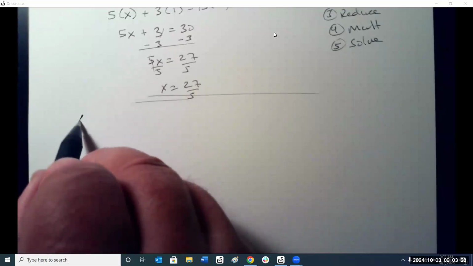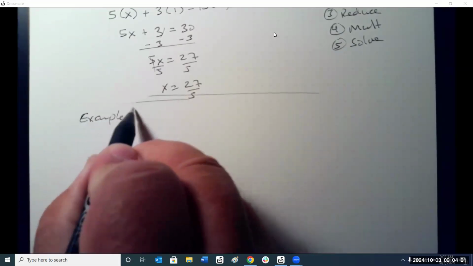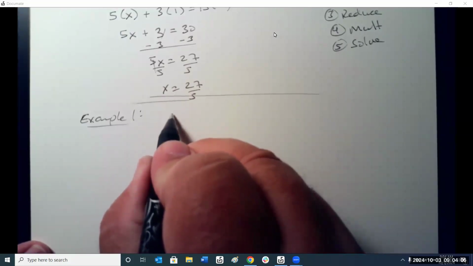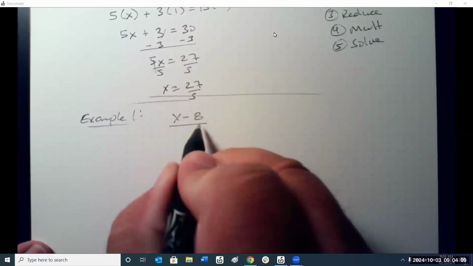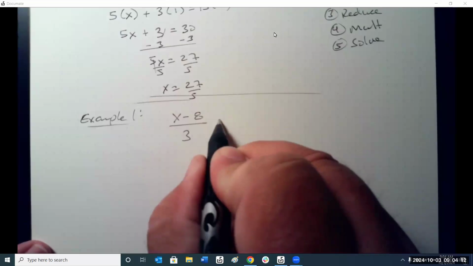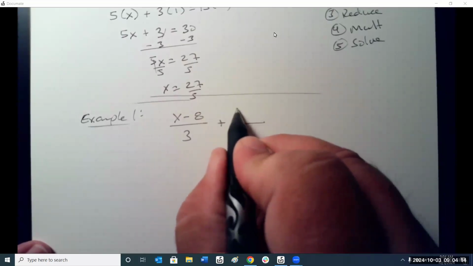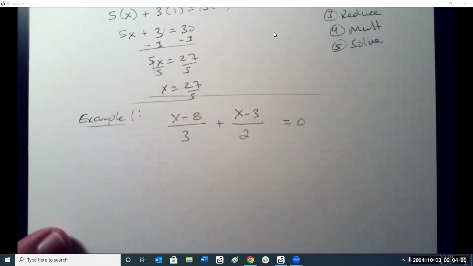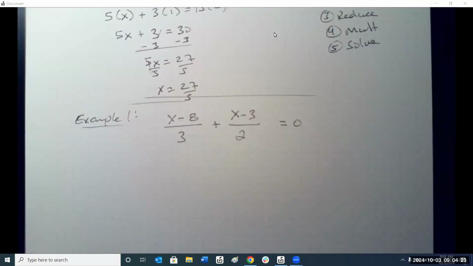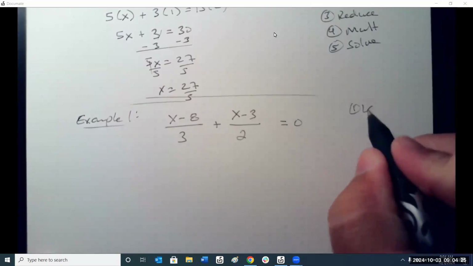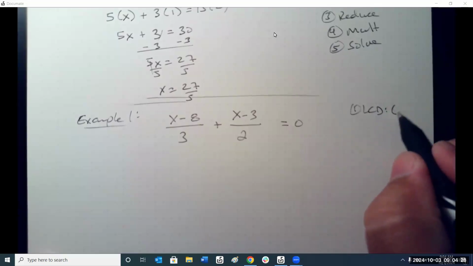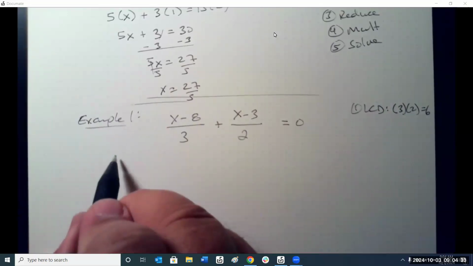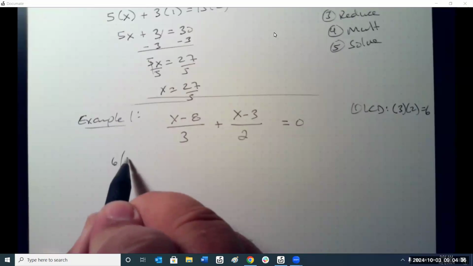So let's look at this. Example 1. Solve this equation. x minus 8 over 3 plus x minus 3 over 2 equals 0. LCD. 3 times 2 equals 6. So multiply 6 to each term.